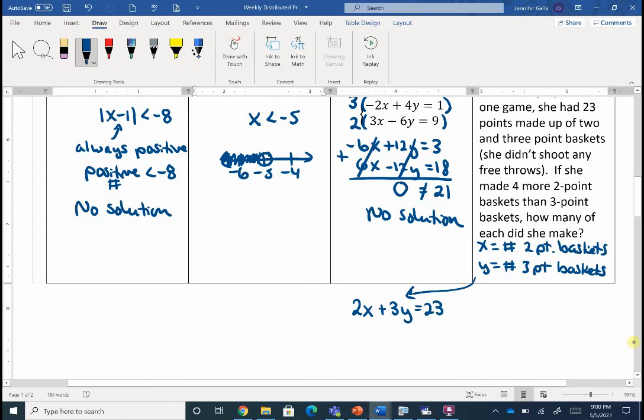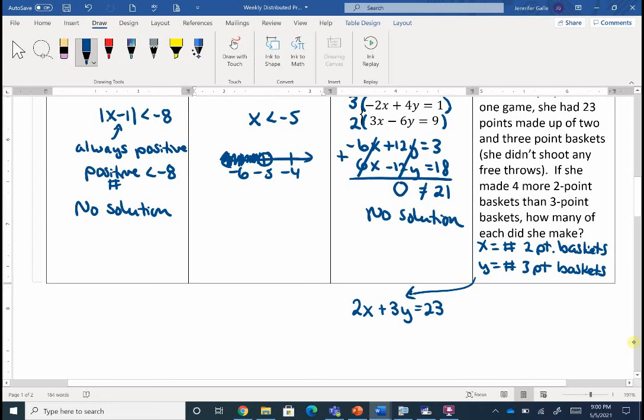Now, realistically, could you sit there and guess and check your way through this? Yeah, you probably could. But let's use the information we have, because I don't want to sit here and guess and check all day. So now the other piece is, she has 4 more 2-point baskets than 3-point baskets.